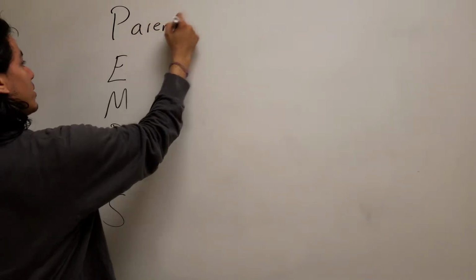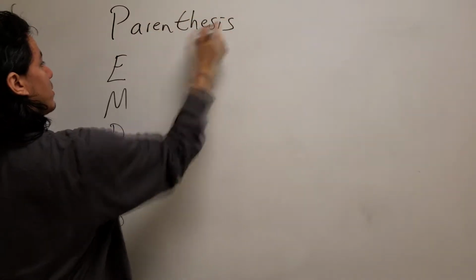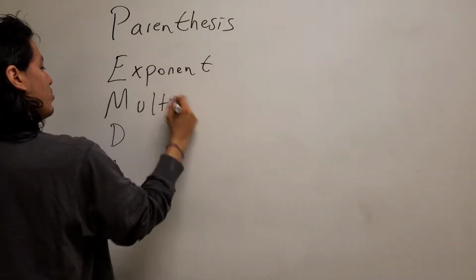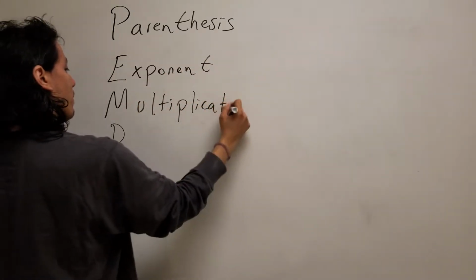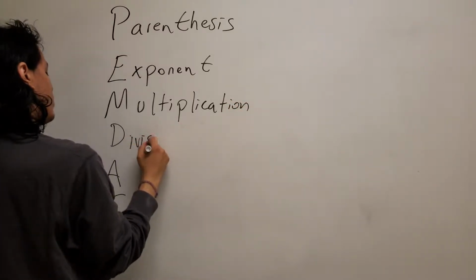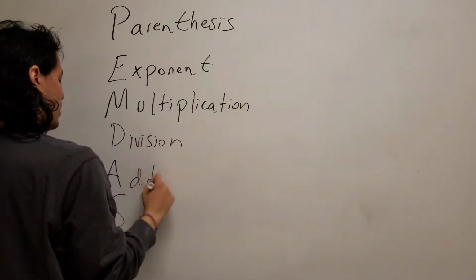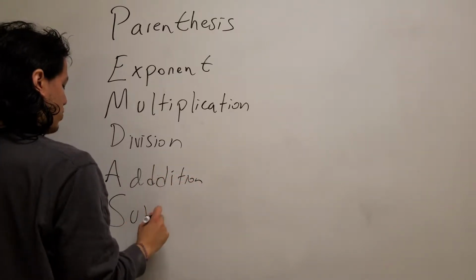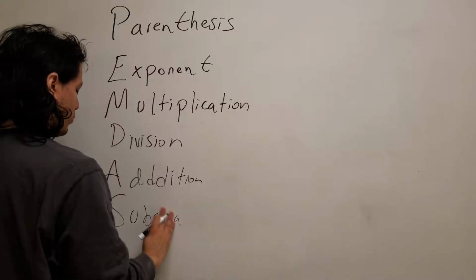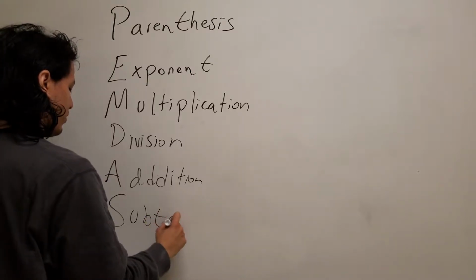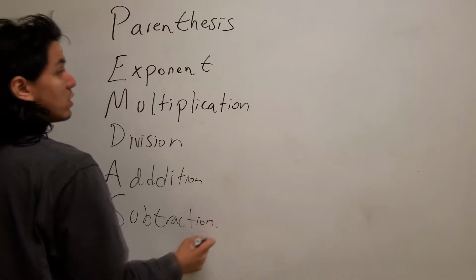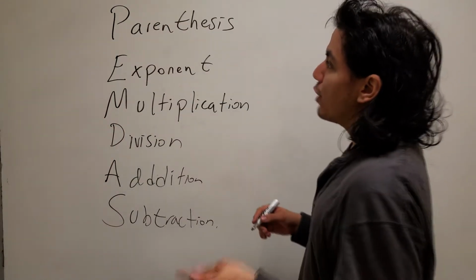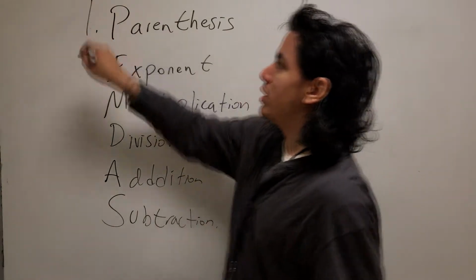P obviously means parentheses, exponent, multiplication, division, addition, and subtraction. Excuse me, I'm writing it wrong. Subtraction. Okay, so you get PEMDAS from this. So the priority is this. The first one is always going to be parentheses.